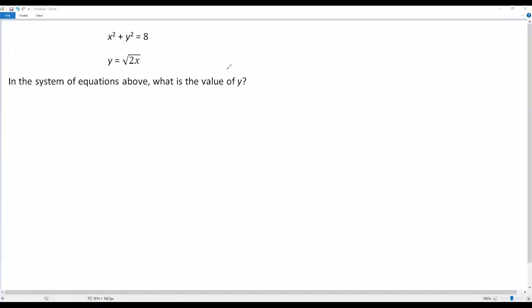Here we have a SAT math problem. Okay, let's go to the question. x squared plus y squared equals 8, y equals square root of 2x. In the system of equations above, what is the value of y?